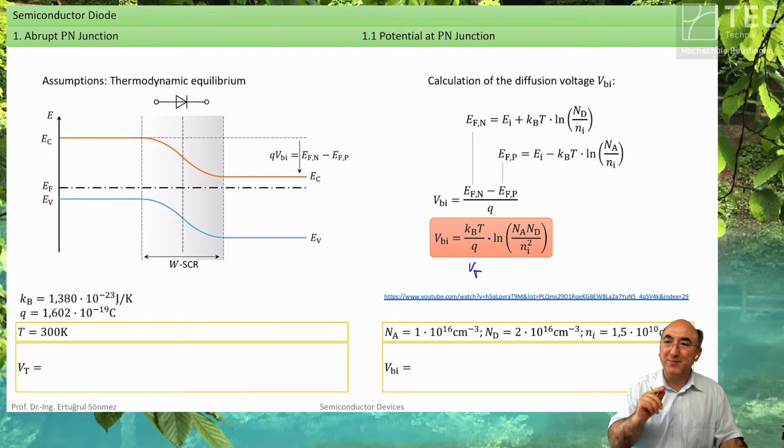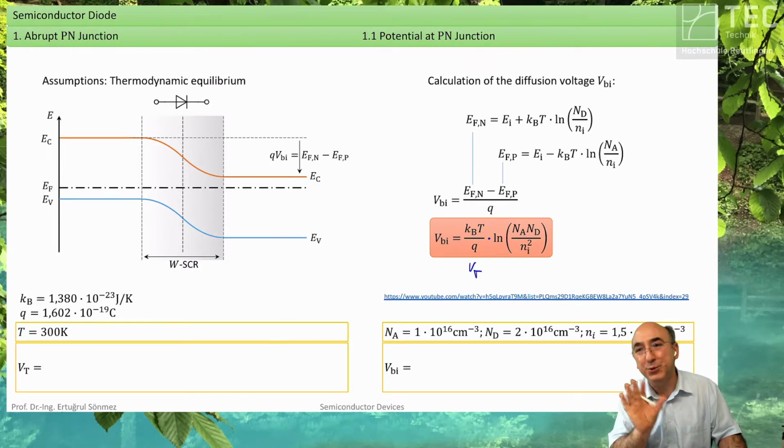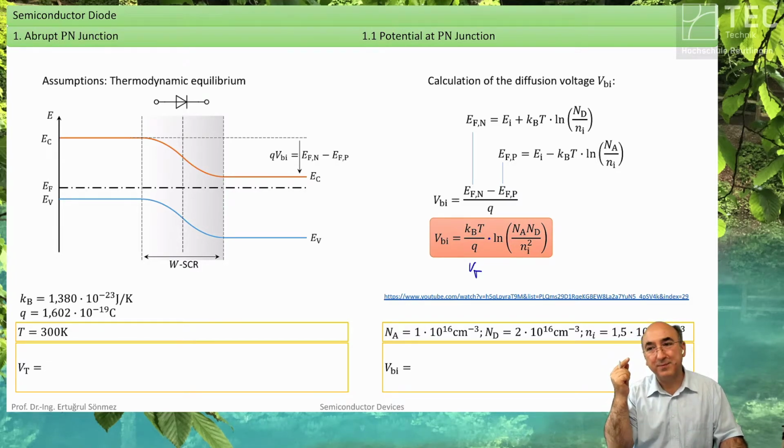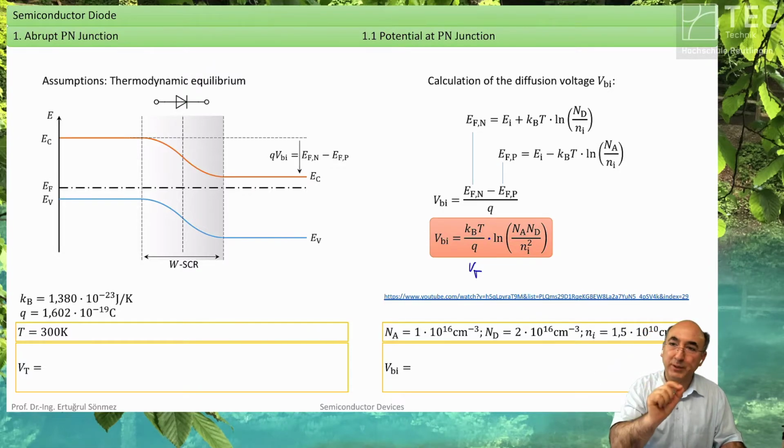But it is roughly the voltage you have in mind for silicon in forward bias condition. You will learn that this voltage has something to do with this forward bias you have in mind, but it is not exactly this value. Okay, but keep in mind. So I have some calculations here.